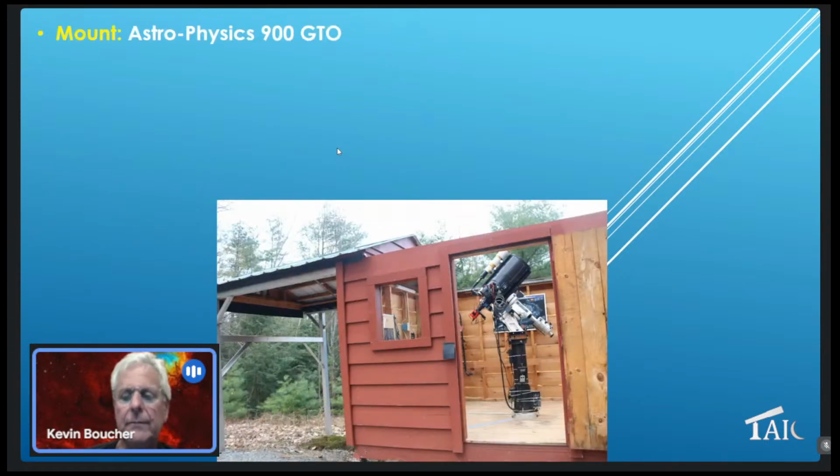In terms of my equipment, I showed you a picture of my observatory. I have an Astrophysics 900 GTO mount that I purchased used. Best decision I ever made in my life. It's probably going on 15 years old now, and it just runs perfectly. So if you're ever in question of a mount, go for a good one.